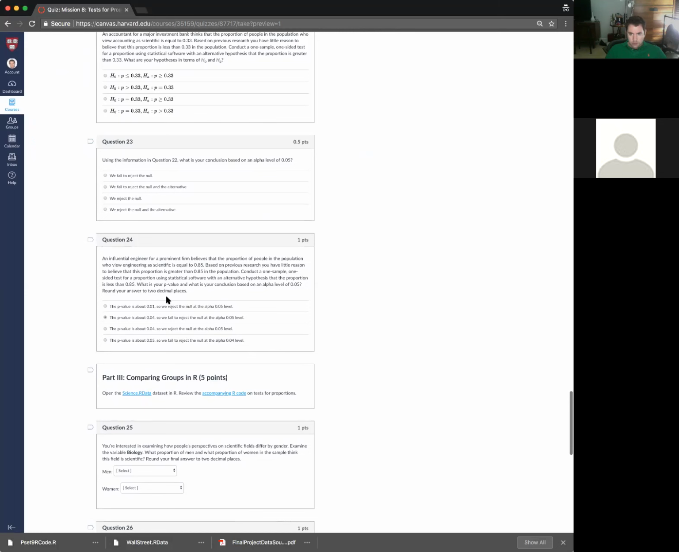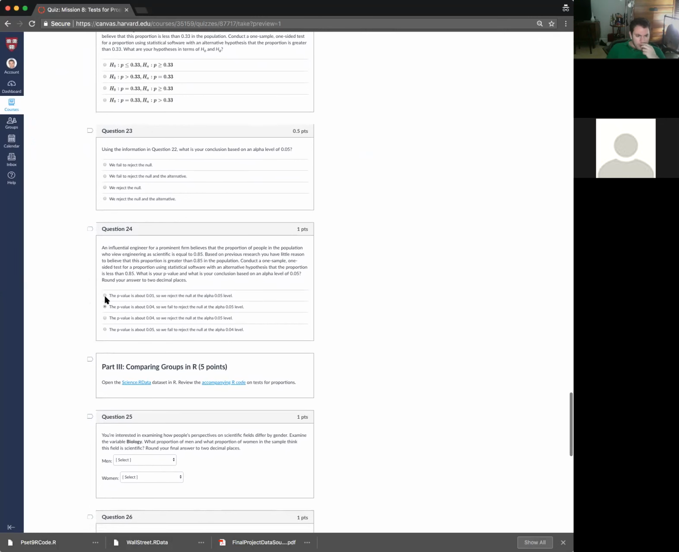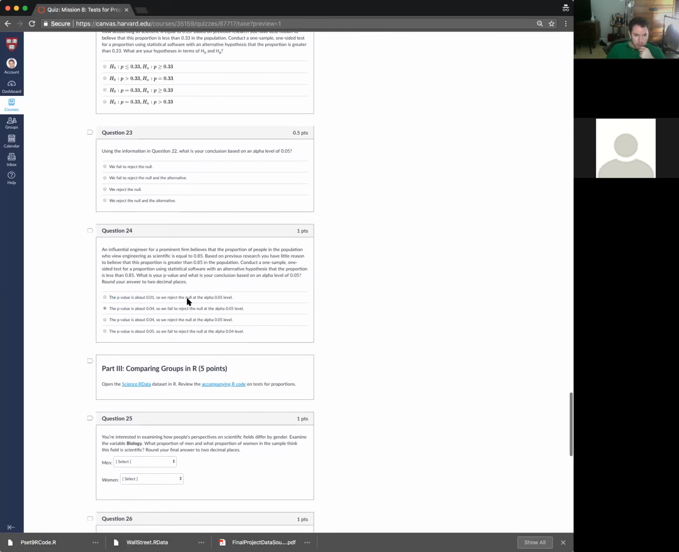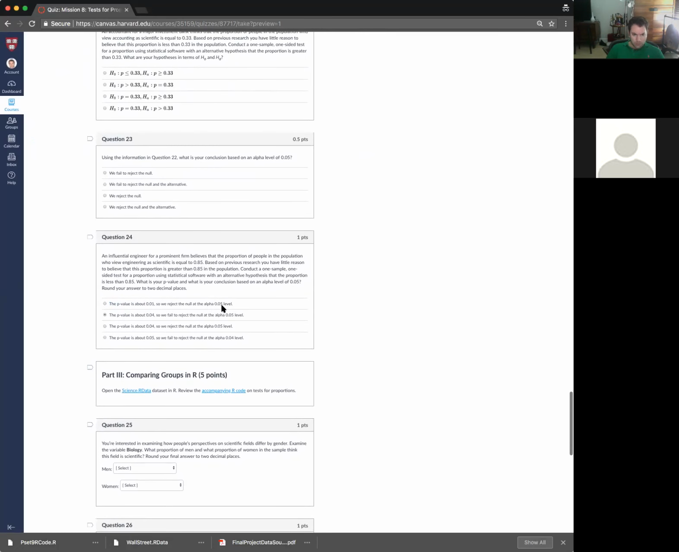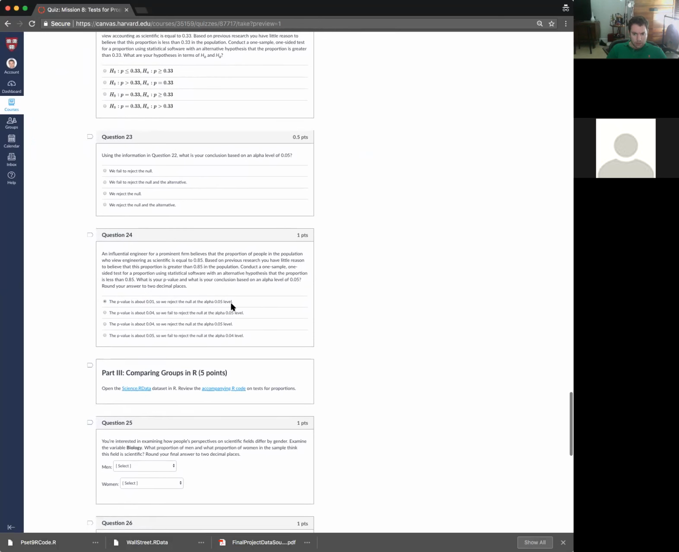So let's look at this question, question 24. This talks about the p-value. Let's look at this answer. The p-value is 0.01, so we reject the null hypothesis at 0.05. Does that make sense? Yes or no? Yes, it makes sense because 0.01 is less than 0.05.